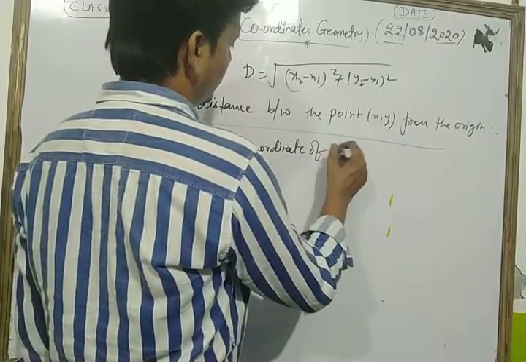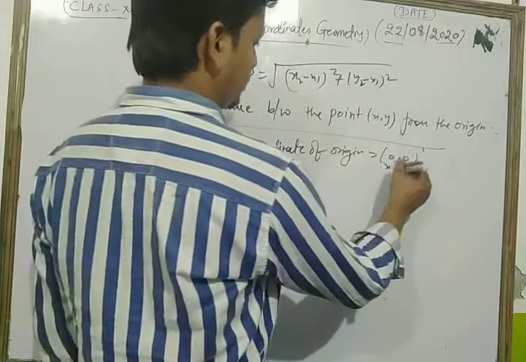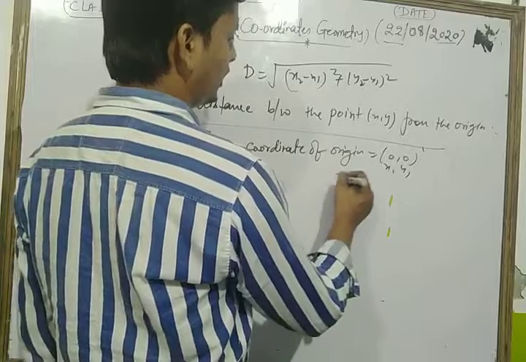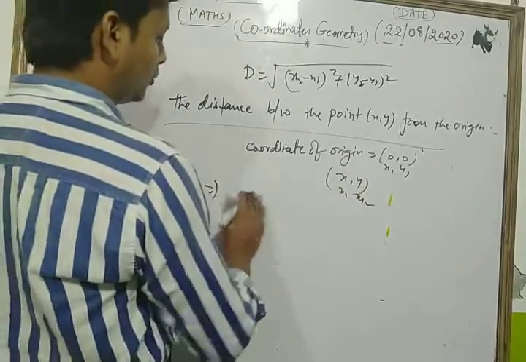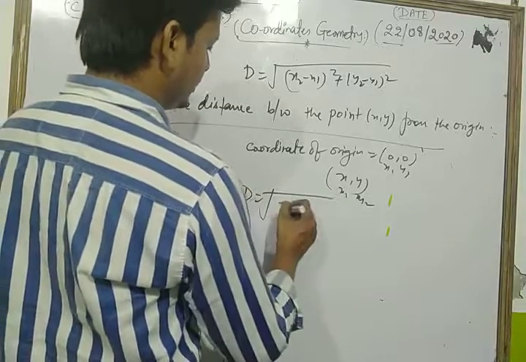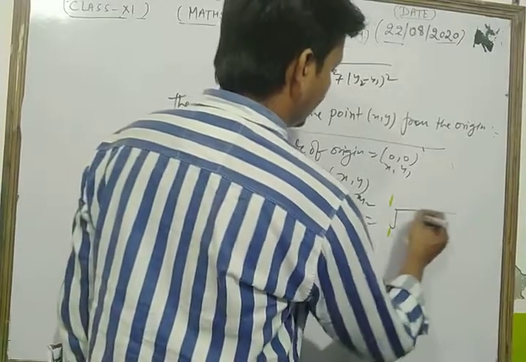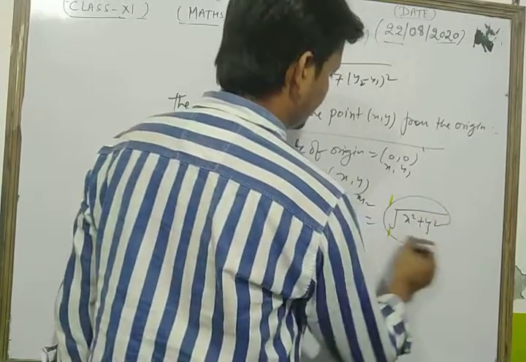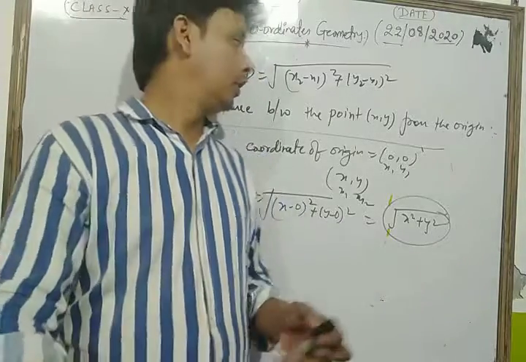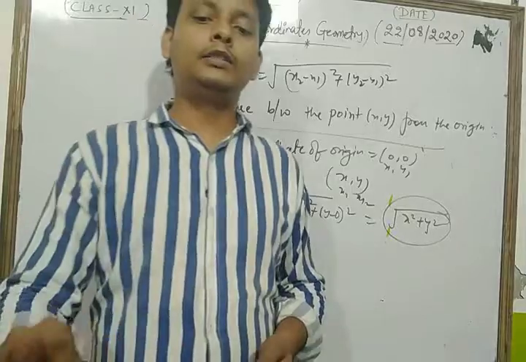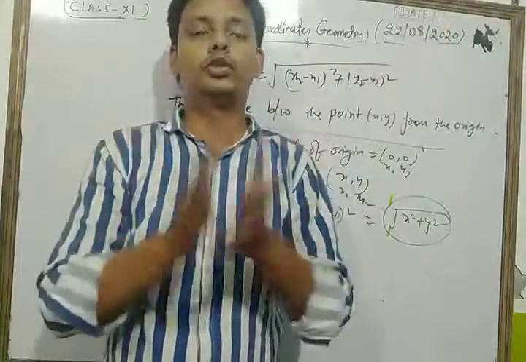Dear student, you know very well the coordinate of origin is always equal to 0, 0. So we take x1, y1 as the origin, and the other point x, y as x2, y2. Then according to the distance formula we get x minus 0 whole square plus y minus 0 whole square, which gives under root x square plus y square. So in this way you find the distance of any point from the origin. So you always take the coordinate of origin as 0, 0.